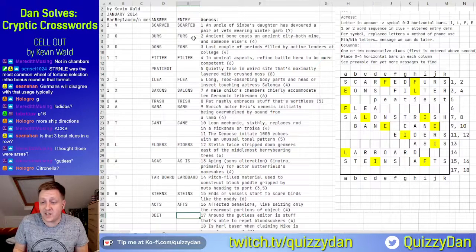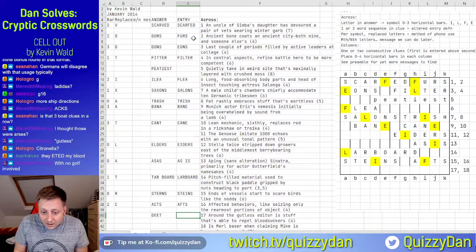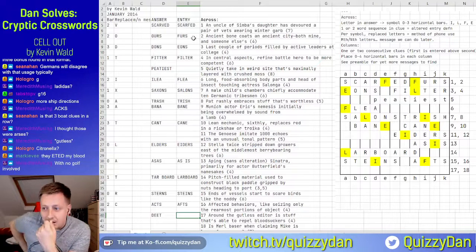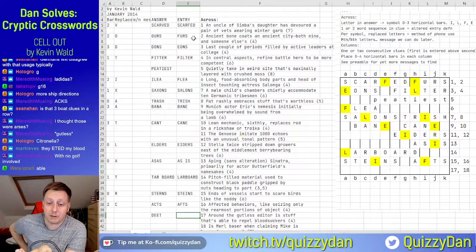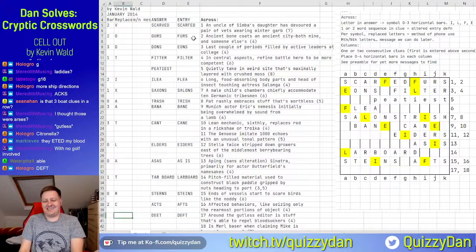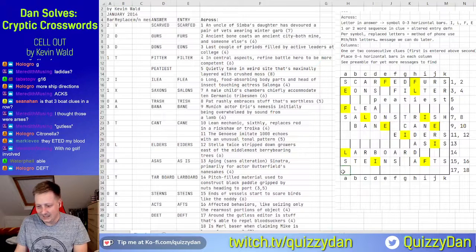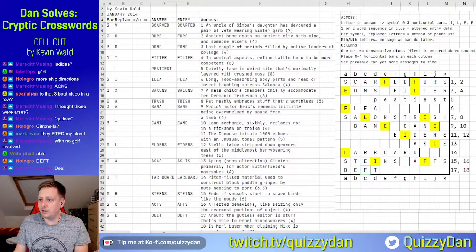Feet. Surely feet. Or is it diet? Is it diet or feet? Because, I mean, my feet are able to repel bloodsuckers. It's neither. It's deft. Fine. Oh, love it. There we go.